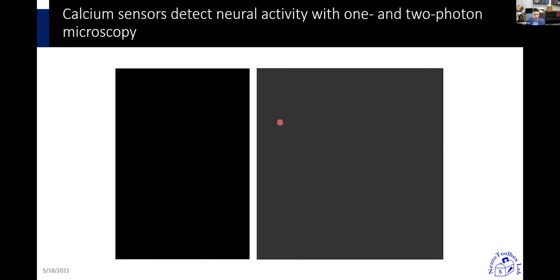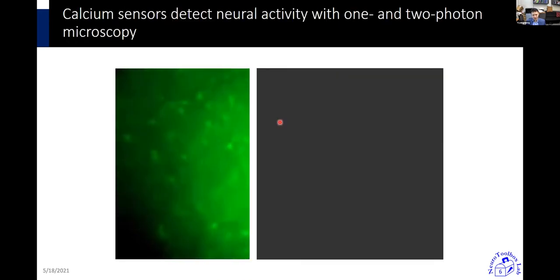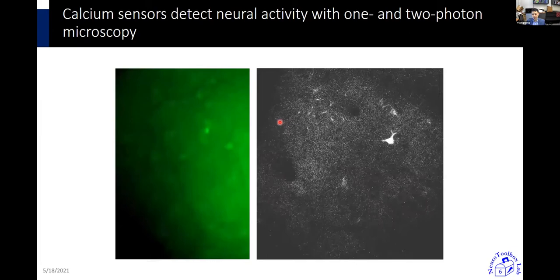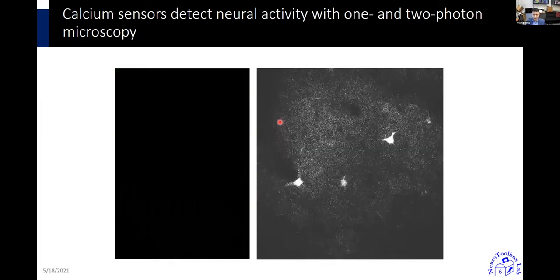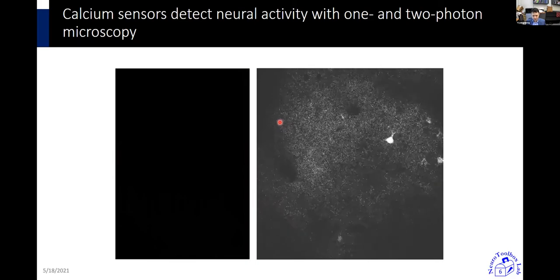Right. That was on the small scale, one neuron, and on the large scale, we can capture very large movies. This is 1 photon, so kind of blurry, and this is 2 photon, so very sharp, giving you the defined features of neuron cell bodies and their axonal projections.